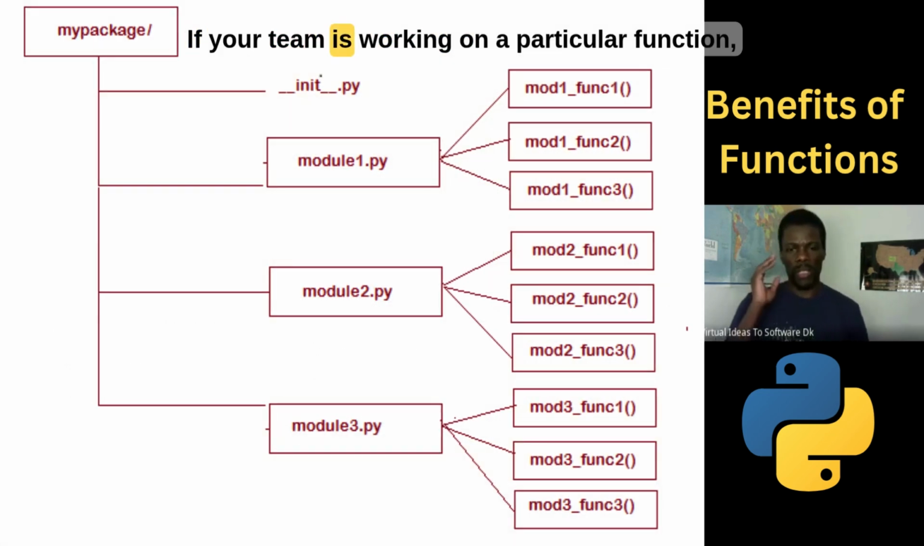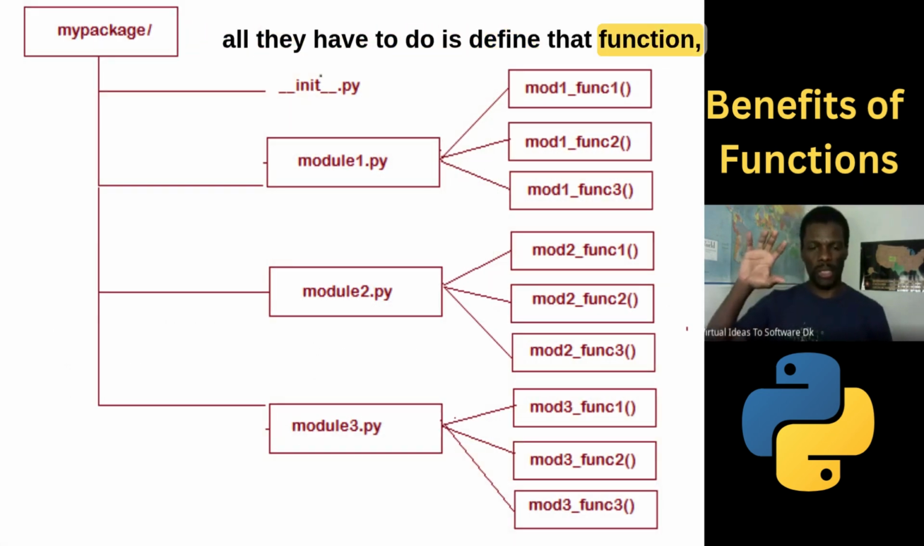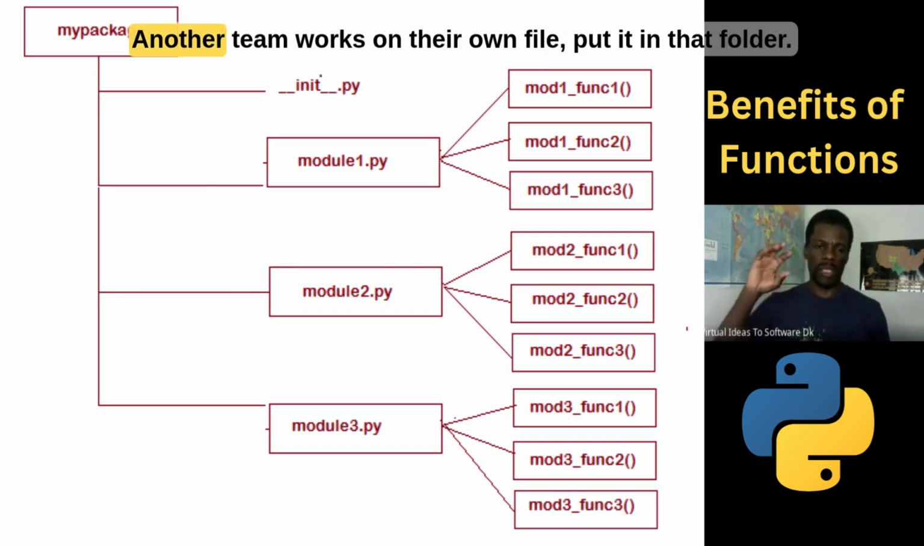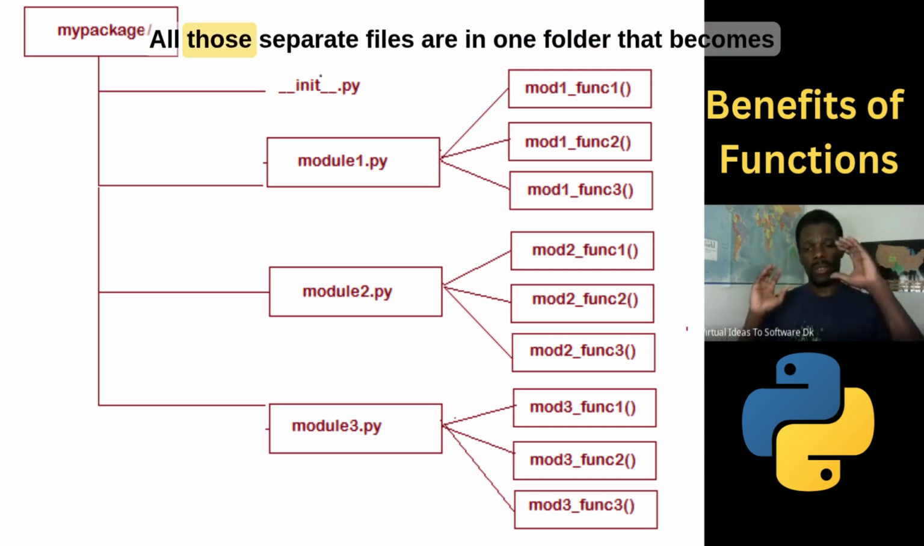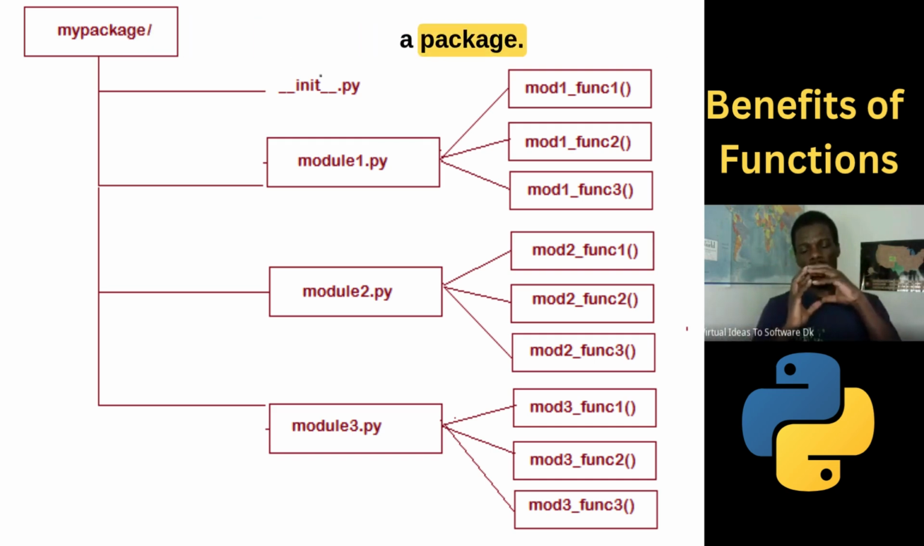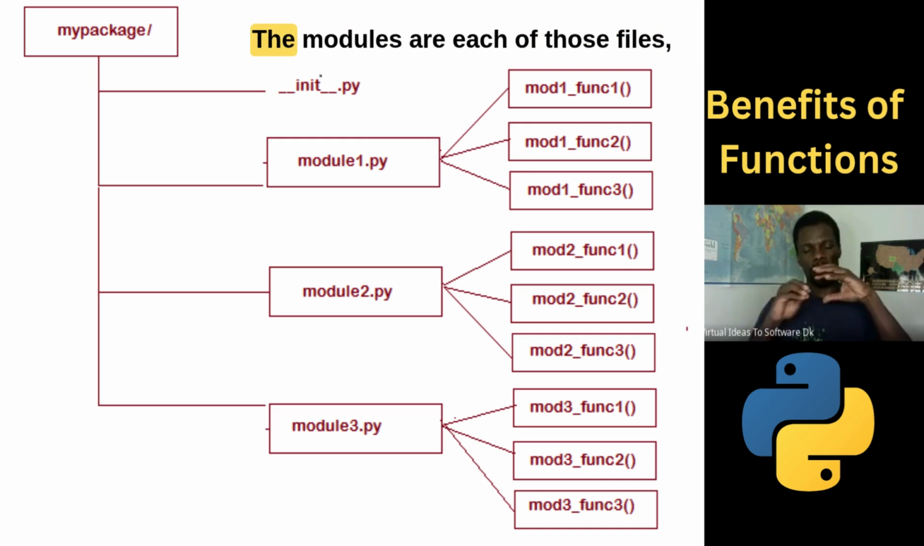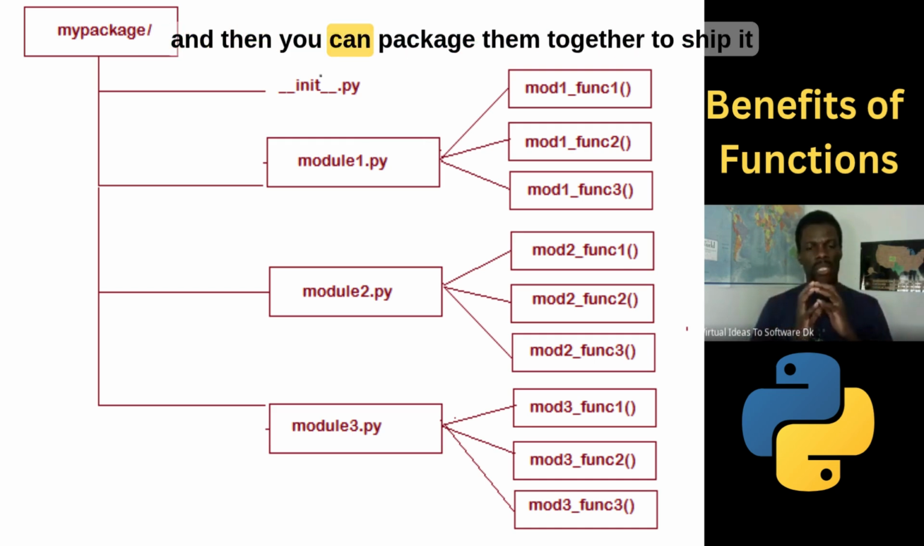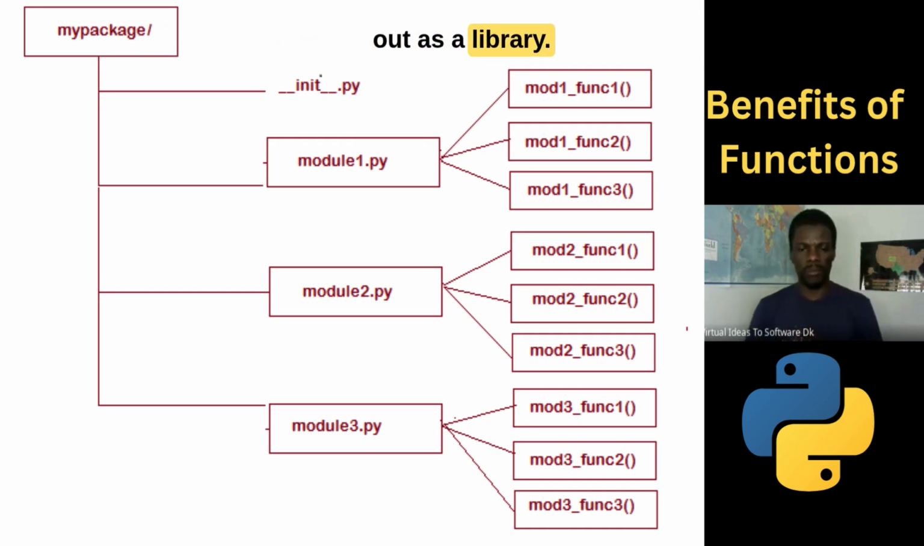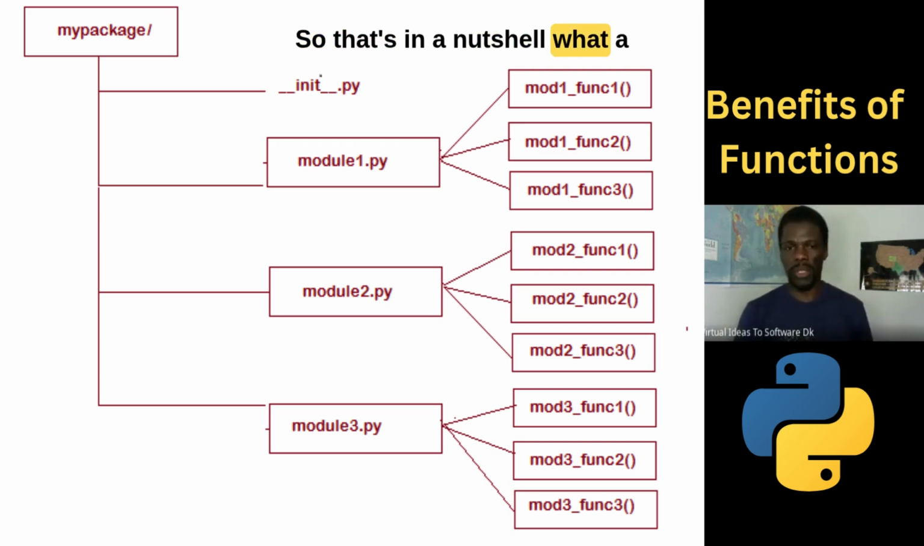If your team is working on a particular function, all they have to do is define that function, save it in a file, and put it in a folder. Another team works on their own file and puts it in that folder. All those separate files are in one folder. That becomes a package. So that package has several modules in there. The modules are each of those files, and then you can package them together to ship it out as a library. Okay. So that's in a nutshell what a function is.